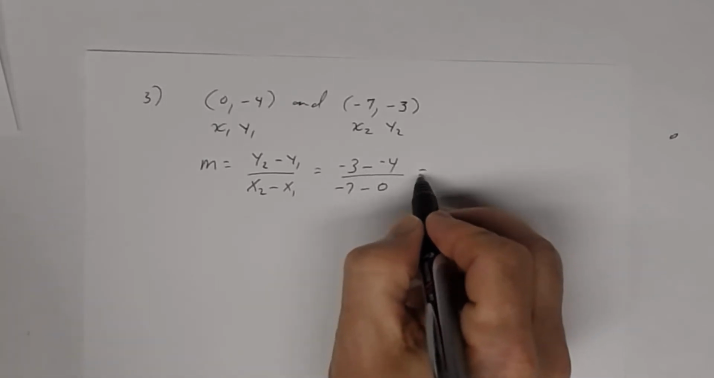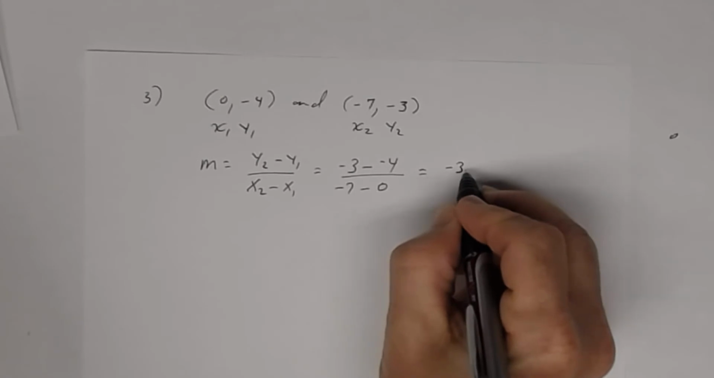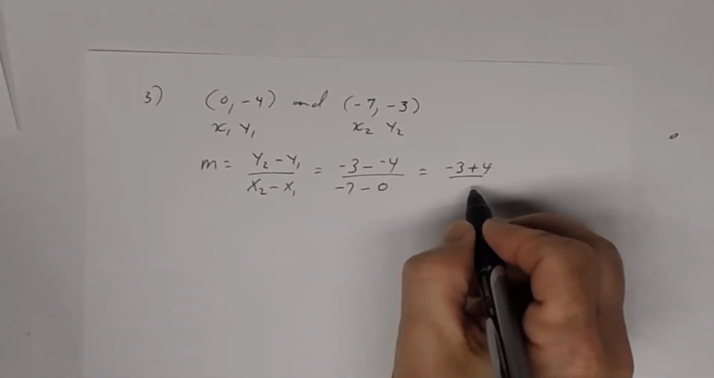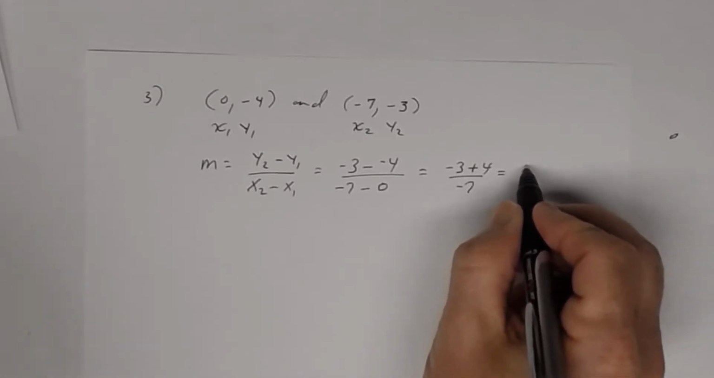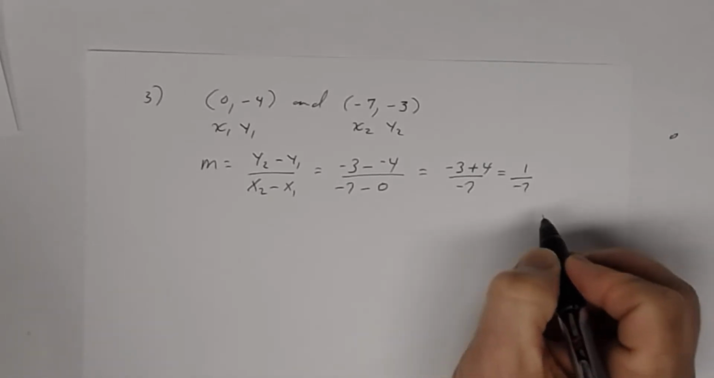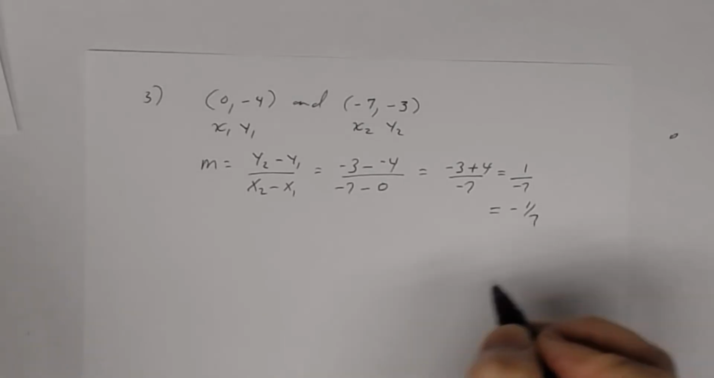The numerator, -3 minus a -4 is -3 plus 4, right? It's -7 subtract 0, which is -7. -3 plus 4 is 1. And here we get -7. So the slope is -1/7. Right? Slope is -1/7.